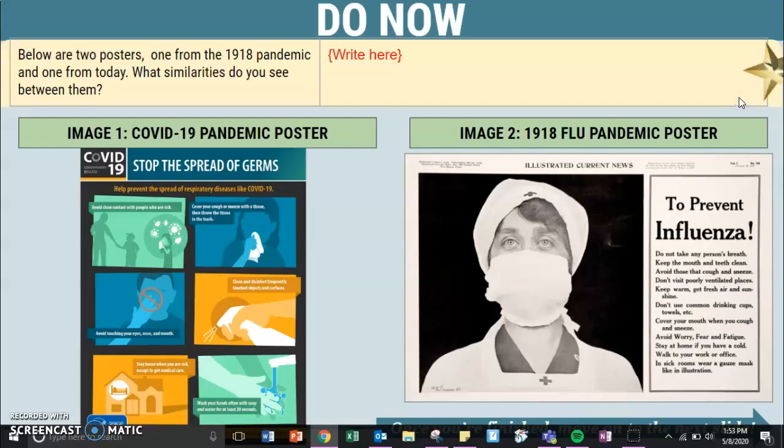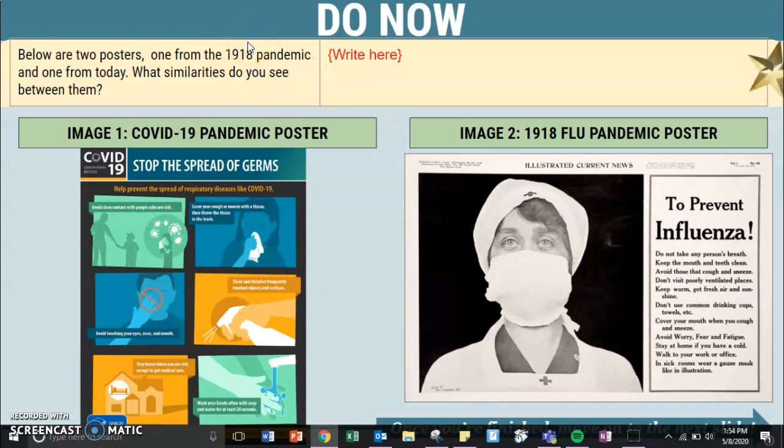For your Do Now, you are asked to take a look at two different posters. One is from the current day, recently released to help people combat the spread of germs, and the other was released in 1918 to give people information about the influenza pandemic. For the Do Now, please look at each poster closely and then consider what similarities you see between them.